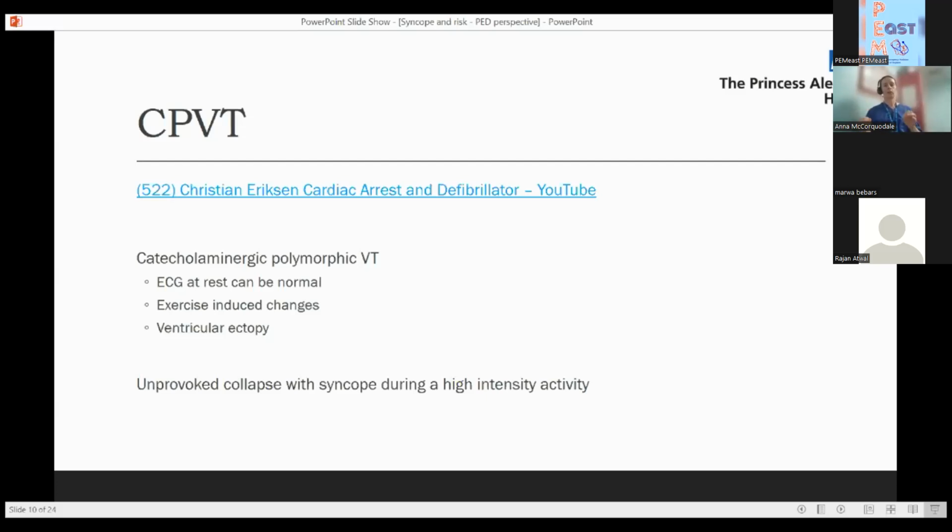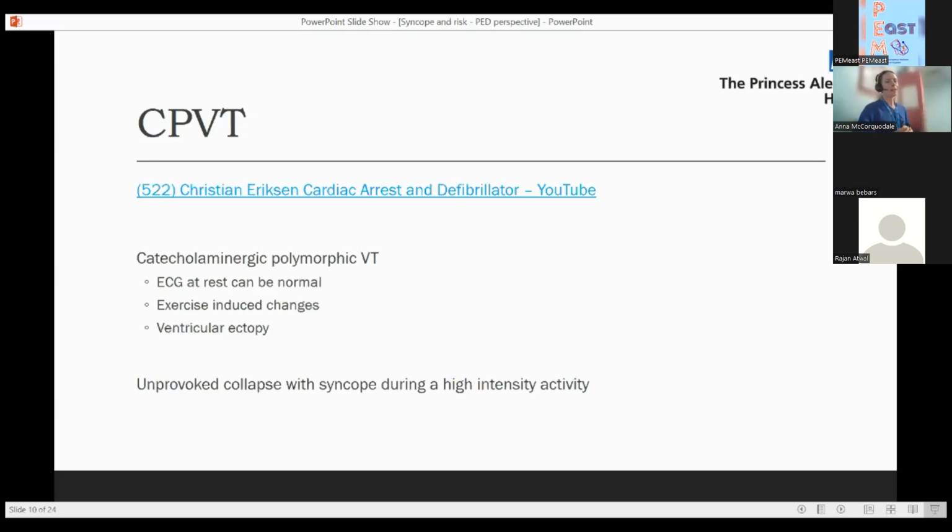Catecholaminergic polymorphic ventricular tachycardia, not as uncommon as you might think, although it's not particularly common. Around a 1 in 7,500 to 1 in 10,000 diagnosis. Not many, but if you're going to see a child that's syncopal every single day of your career, over the course of your career, you might come across one of these, okay?